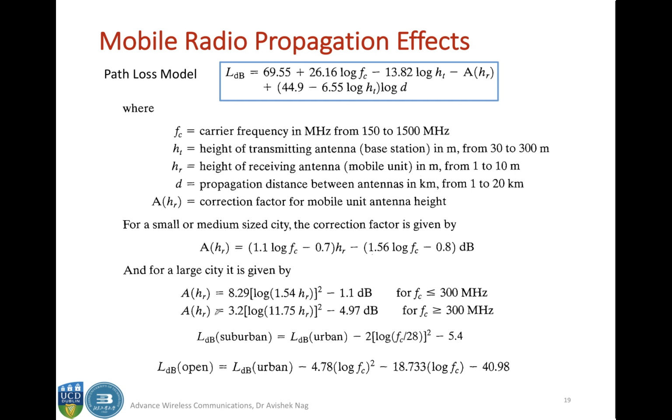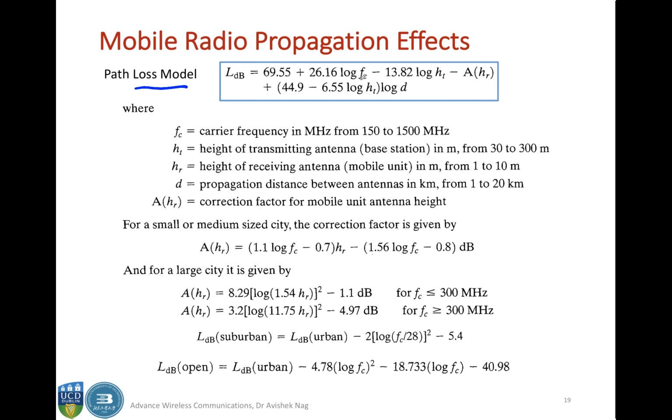So the mobile radio propagation effects can be mathematically modeled using a path loss model, but this is not the only effect that happens during the mobile radio propagation. Path loss is mainly the loss or the attenuation that happens, but there are other effects as well due to fading. But let's focus on the path loss for now. So the path loss can be given by this formula here.